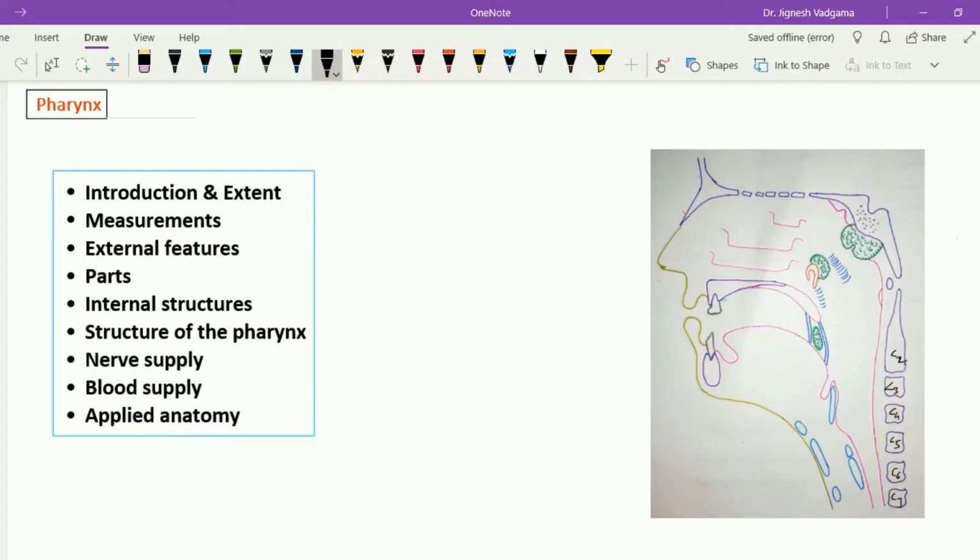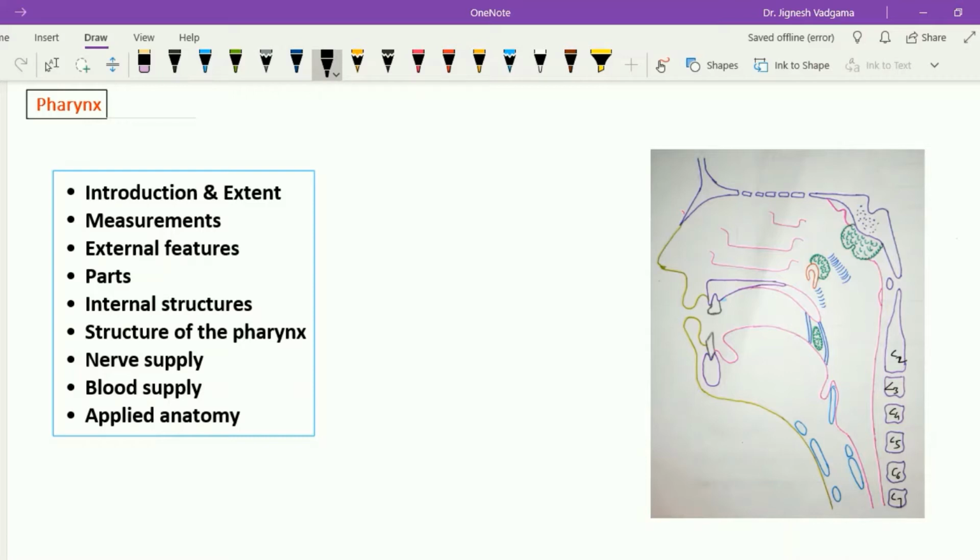with the external to the pharynx, and then we will go for the parts of the pharynx, and then we see the internal structures of each and every part of the pharynx, and then we will see the structure of the pharynx, which includes the muscles as well as a few other structures which are going to form the wall of the pharynx. Then we will see nerve supply, blood supply, and applied anatomy of the pharynx.